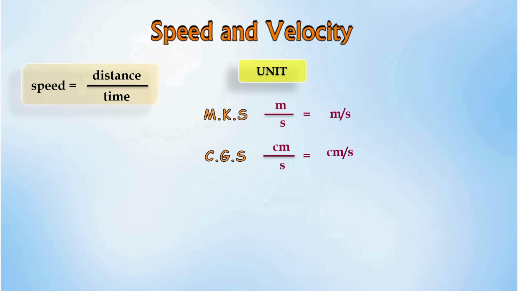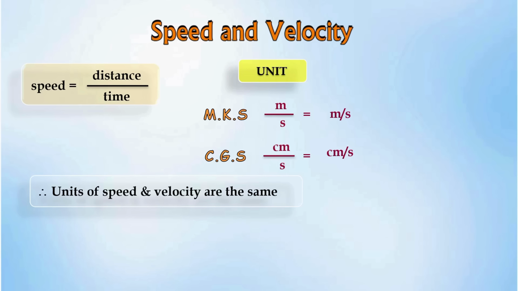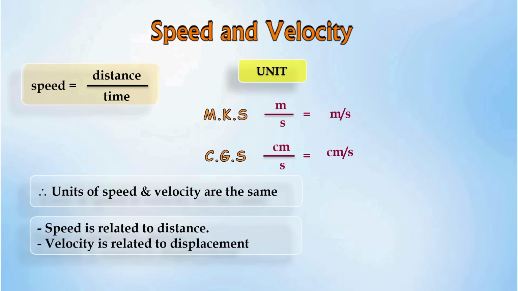Now, let us talk about velocity. Velocity is defined as displacement divided by time. Even though velocity involves direction, its unit depends only on displacement and time. Therefore, the units of speed and velocity are the same. So, whether it is speed or velocity, in the MKS system, the unit is m/s. In the CGS system, the unit is cm/s.